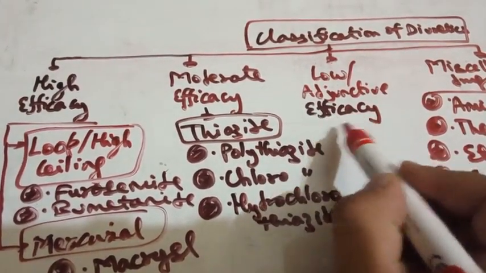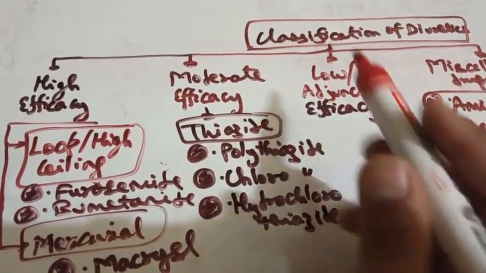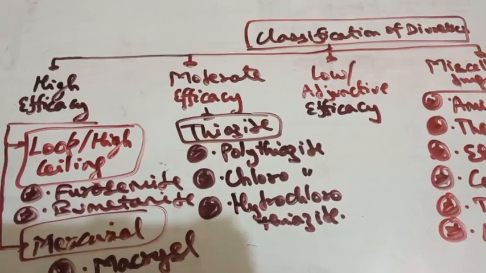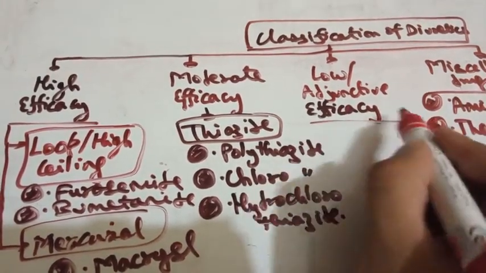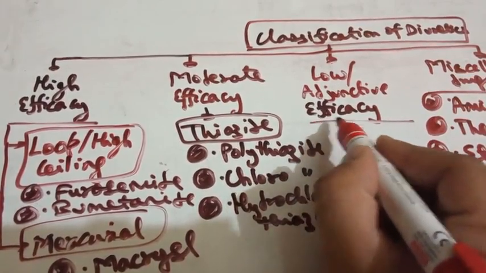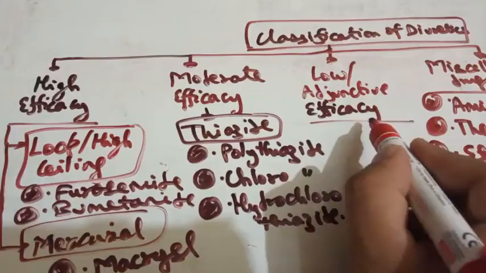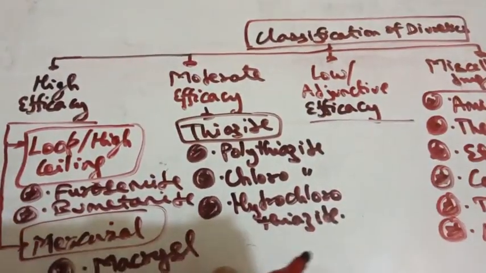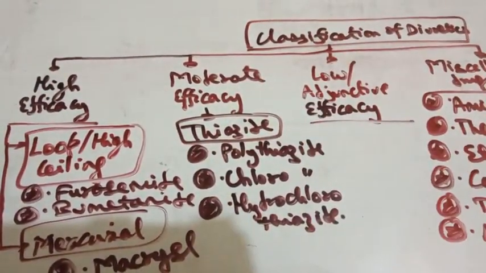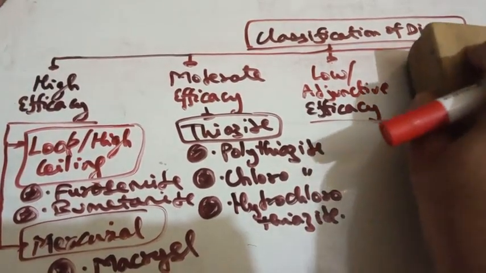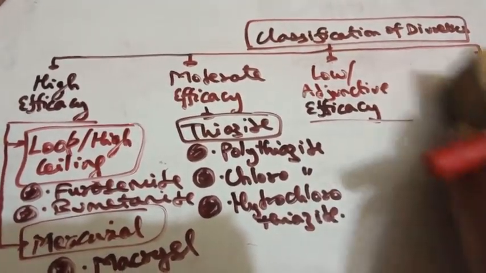Now we'll talk about adjunctive or low efficacy diuretics. The space is less, so let me write it here. Adjunctive or low efficacy diuretics include three classes. I want to fit everything in here so that it is much more visible and easy to understand, so we will erase the miscellaneous drugs.